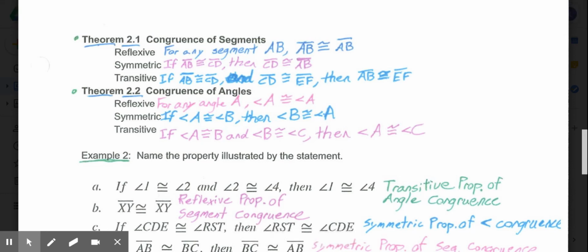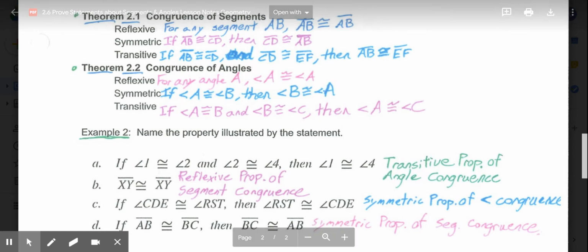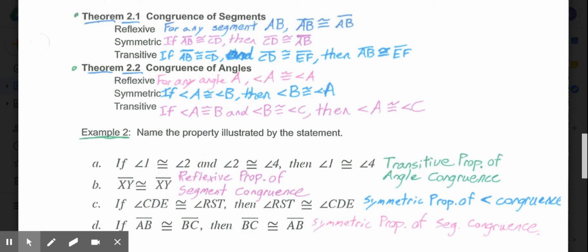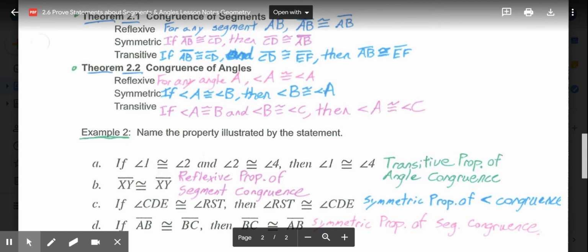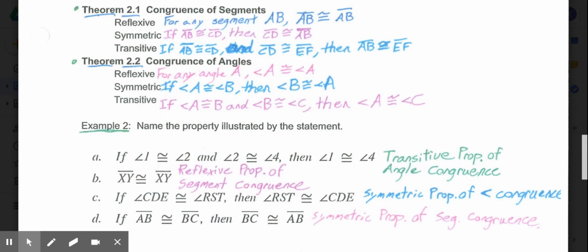We also have those same three properties for angles. So Theorem 2.2 is the congruence of angles, and it again has those three properties. The reflexive property: for any angle A, A is congruent to itself. Symmetric: if angle A is congruent to angle B, then angle B is congruent to angle A. And our last one, the transitive property: if angle A is congruent to angle B and angle B is congruent to angle C, then angle A is congruent to angle C.